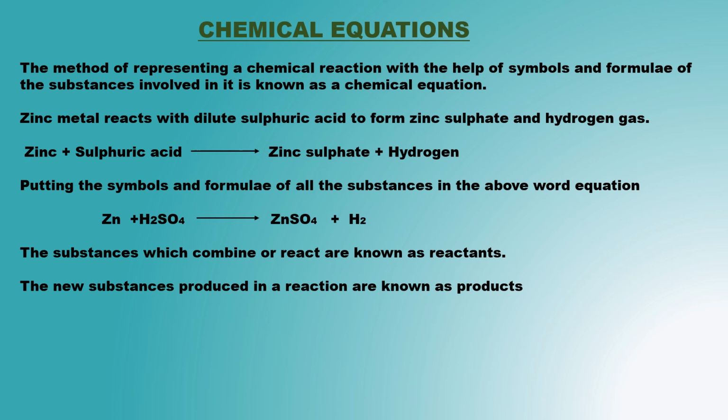The arrow sign pointing towards the right-hand side is put between the reactants and products. This arrow indicates that the substances written on the left-hand side are combining to give the substances written on the right-hand side in the equation. It should be clear by now that a chemical equation is a shorthand method of representing a chemical reaction.